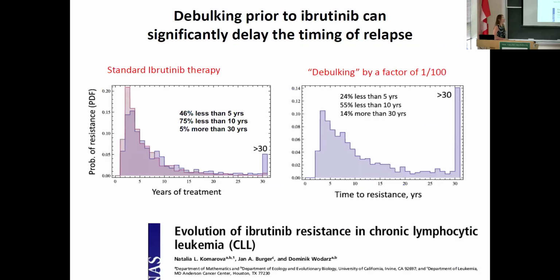So if you do that, you can create a mathematical model using the methods that I described. This is a prediction in the presence of debulking by a factor of 100. So you reduce the tumor size to 1% of what it was. So it used to be 46% of the patients developed resistance in 5 years. Now it's half of that. And it used to be 5% not developing. Now it's 14%. So it really changes the numbers. This is based on the cohort of patients that we used and their parameters. So this is the prediction that we have here.